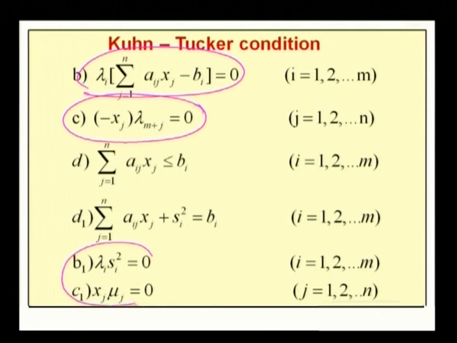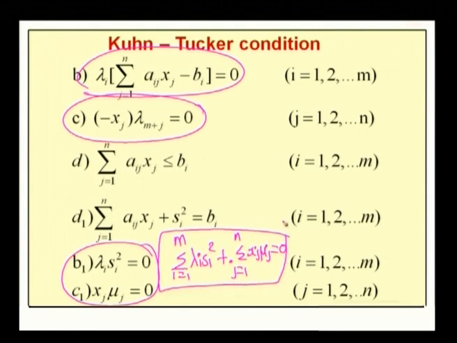Now, from equations B1 and C1, we rewrite this as summation lambda I si squared, I varies from 1 to m, plus summation xj mu j, j varies from 1 to n, equal to 0. From equations B1 and C1, we get this equation. This equation is called the complementary slackness equation.